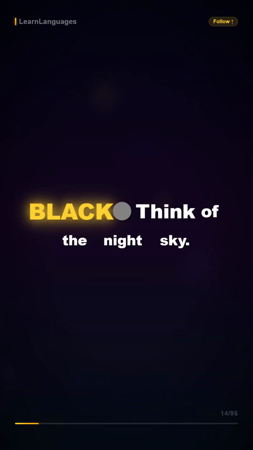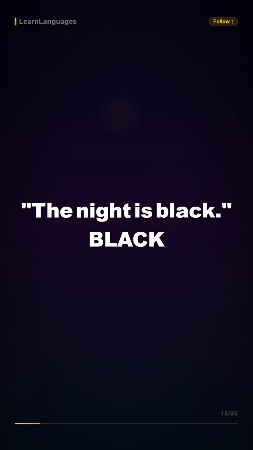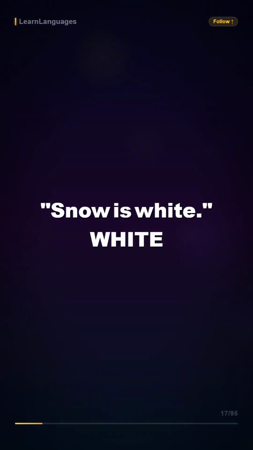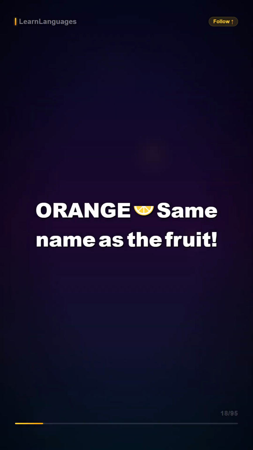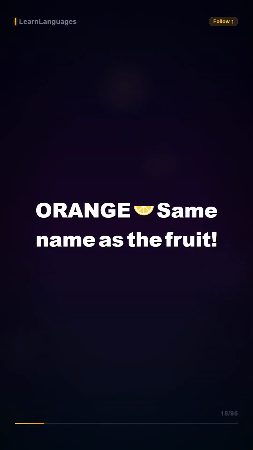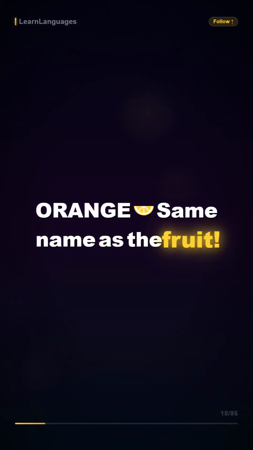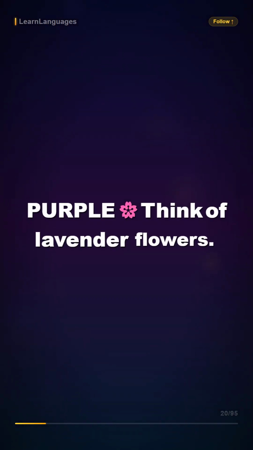Black. Think of the night sky. The night is black. White. Think of snow. Snow is white. Orange. Think of the fruit orange. The orange is orange. Orange has the same name as the fruit. Easy to remember.